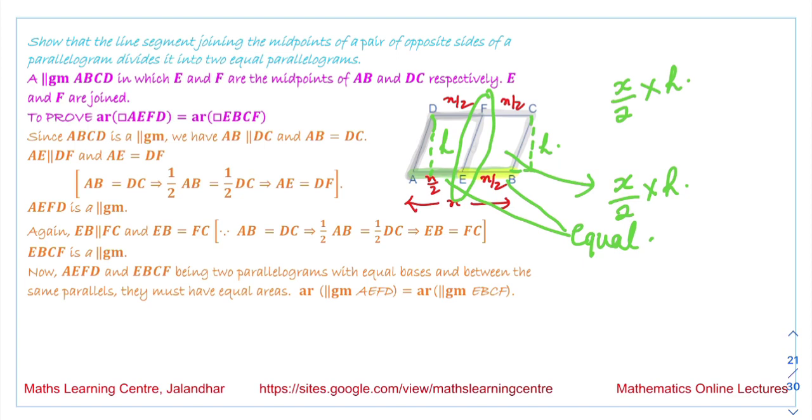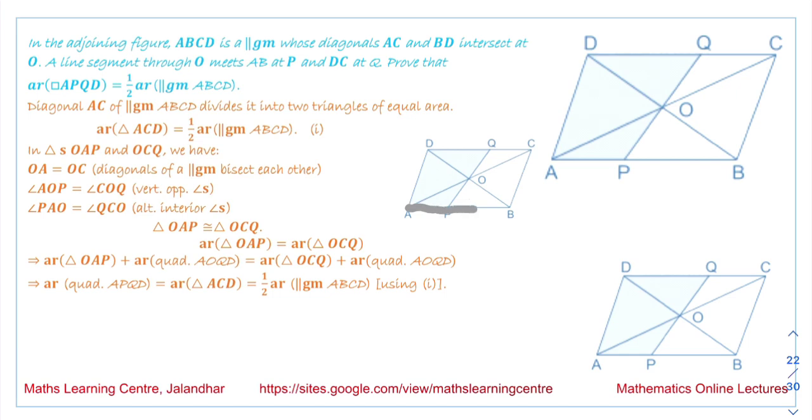Next we are given a parallelogram ABCD. We are talking about the diagonals: one diagonal is AC and the second diagonal is BD. They intersect at the point O, and a line segment is drawn passing through O, and it meets AB and CD at the points P and Q. We have to prove that the area of the quadrilateral APQD, the shaded portion, is half the area of the parallelogram ABCD.